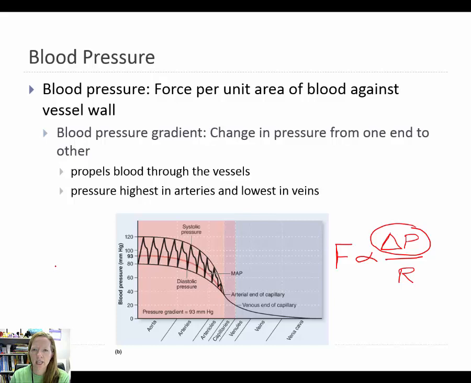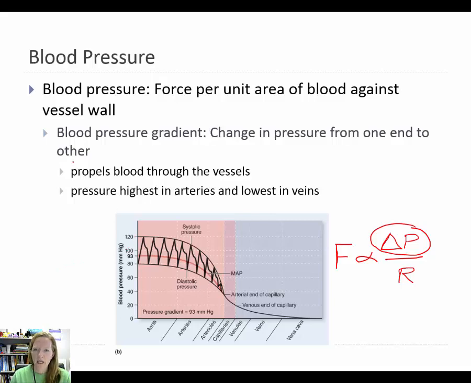So just looking at blood pressure and the definition, it's the force per unit area of blood against the vessel wall. So anytime you see pressure, it's going to have to do with a force. We looked at hydrostatic pressure, and that was going to be the force a fluid exerts against a structure. And here, blood pressure is very similar to hydrostatic pressure in the fact that you are working with a fluid, which is blood, and how it is going to be a force against a structure, which is the vessel wall.